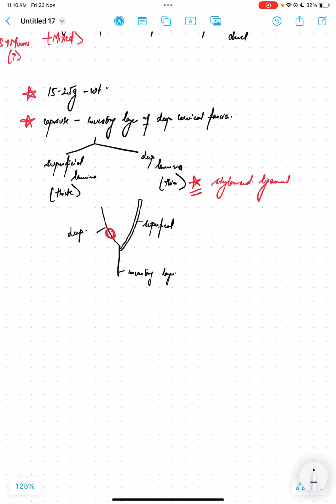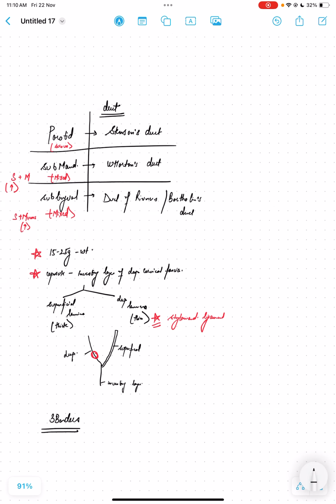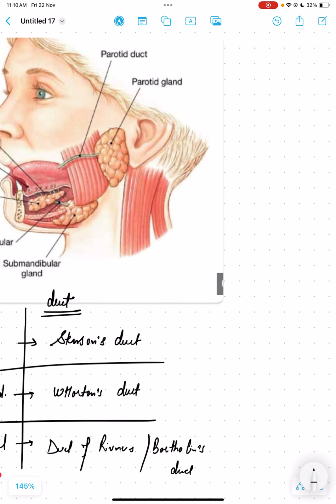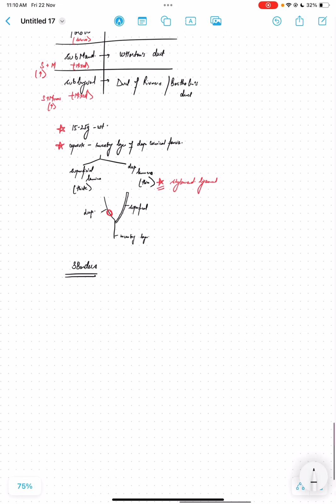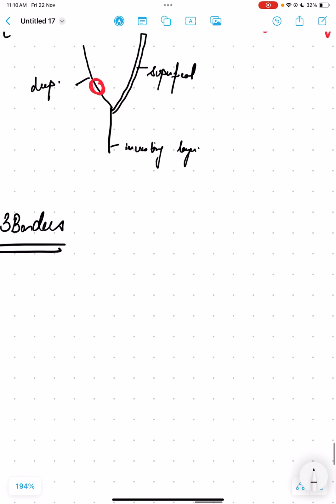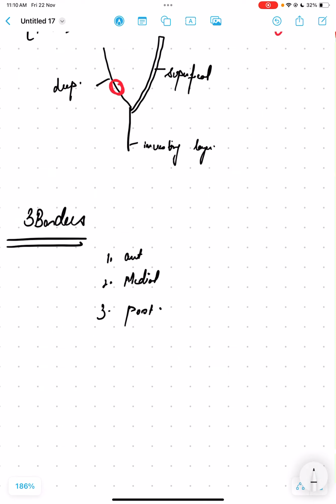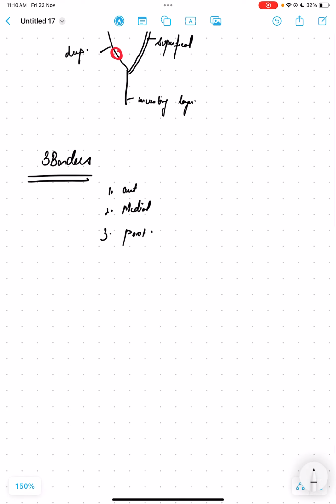Then what are the three borders of the parotid gland? It has anterior, medial and posterior borders. These are the three borders of the parotid gland. Then the parotid gland has four surfaces.